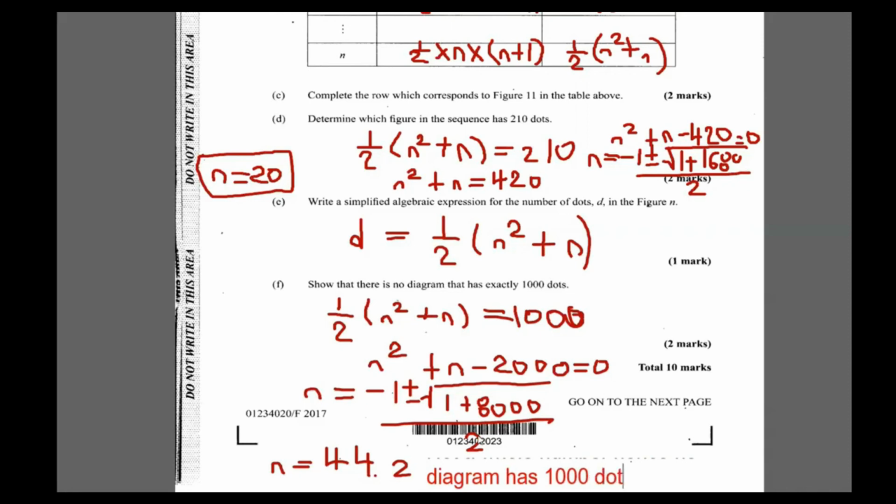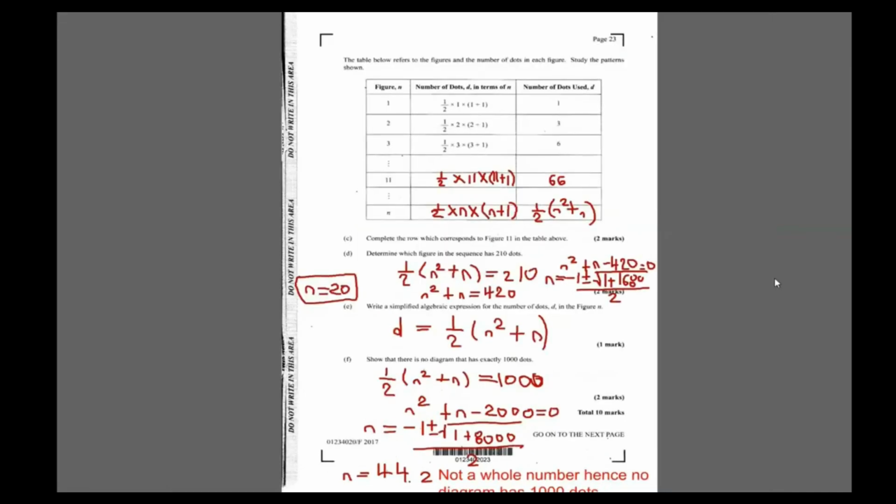n has to be a whole number, because you can't draw a shape with a quarter of a side, right? You cannot draw a shape with a quarter of a side. So that's all we're saying. 44.2 is not a whole number, and so no diagram has exactly 1,000 dots. Nice and easy. Question 9.